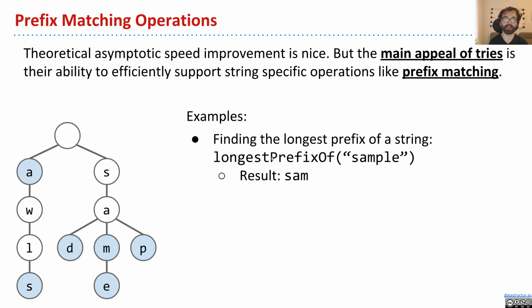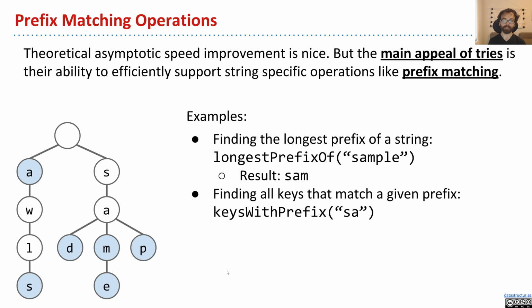So you could write a longest prefix operation for a hash table or a binary search tree, but it's not going to be as efficient as in a trie. Another example, let's say we want to find all the keys that match a given prefix. So what is everything that starts with sa? Well, in this case, it would be sad, sam, same, and sap. And what we'll see is that tries very naturally support these operations, whereas they're trickier to do in a hash table or a binary search tree, and you won't get as good results. Now, it's not just prefix matching. There are other string-specific operations you might consider, but I'm not going to do it in these videos. But our optional algorithms textbook does talk about these.